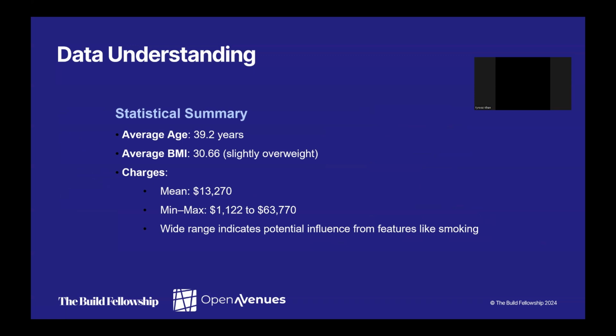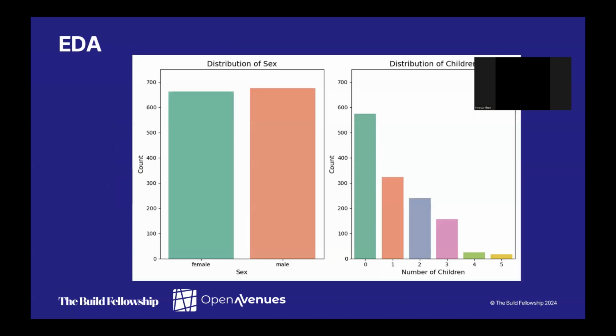So here's the descriptive statistics summary. On average, individuals are found to be 39 years old with a BMI of around 30, which is technically considered overweight. The charges also vary dramatically from just over 1,000 to nearly 64,000. This wide range indicates significant impact from factors like smoking and age.